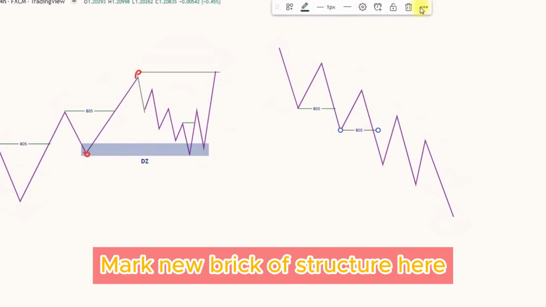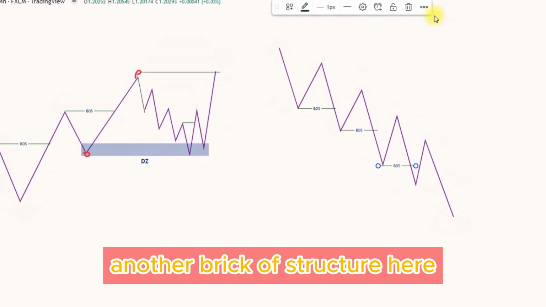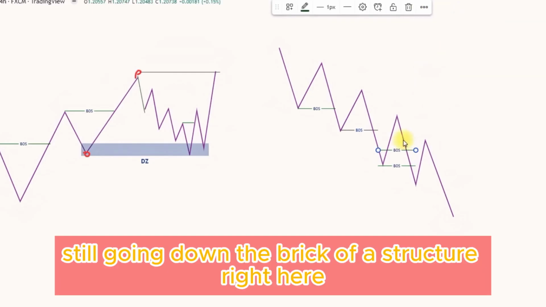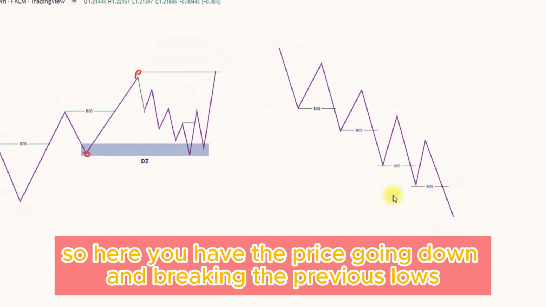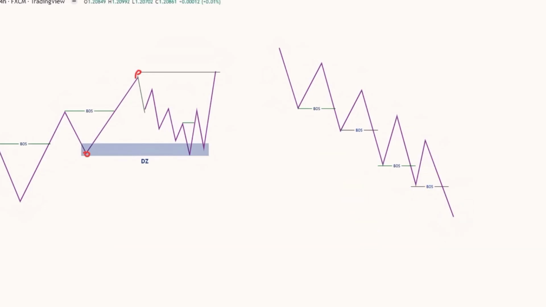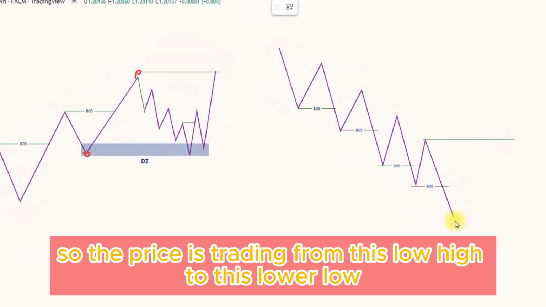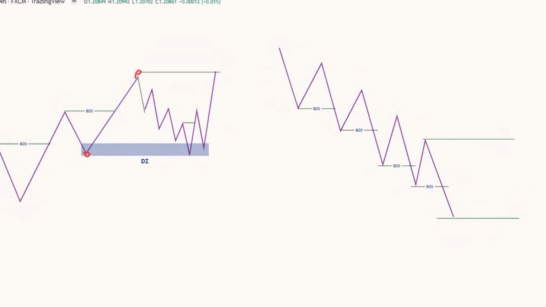Marking your break of a structure here. Another break of a structure here. Still going down. Another break of a structure right here. So here you have the price going down and breaking their previous lows, creating lower highs, lower lows. Now you will mark your trading range. So the price is traded from this lower high to this lower low.